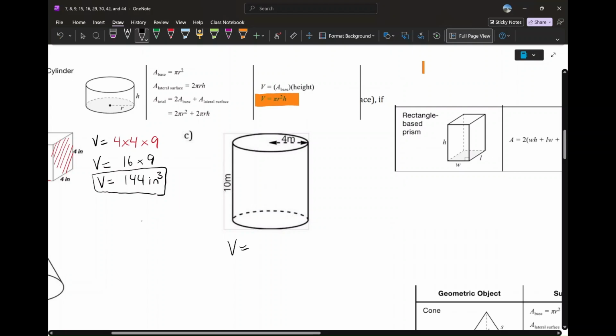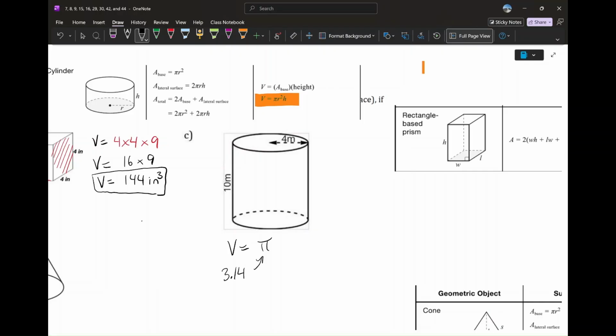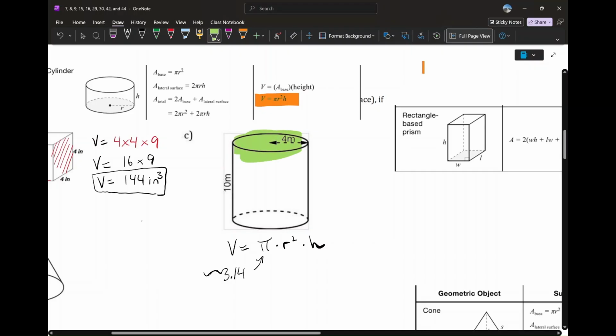The volume is pi, which is a number 3.14 roughly. Roughly, that means approximately. Times the radius squared times the height. The radius is halfway across the circle. So we see the circle up here. Halfway across is 4. So the volume is pi times 4 squared times the height, which is 10.